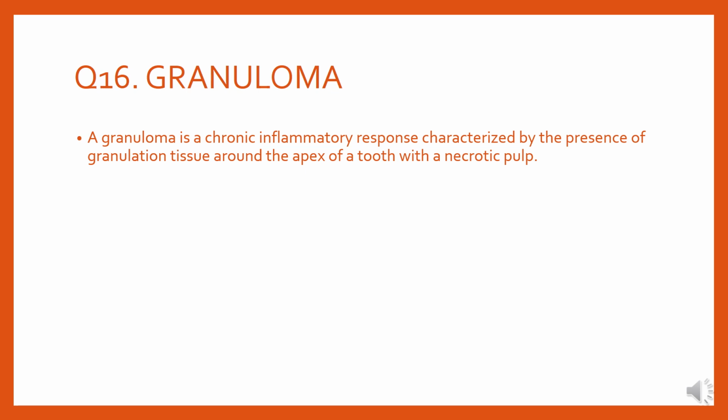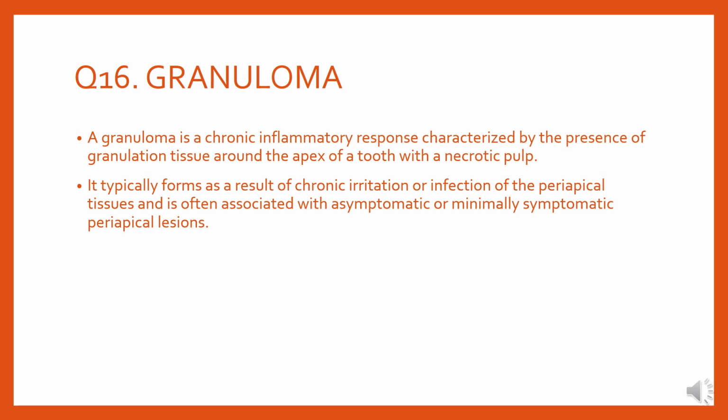16th question is granuloma. A granuloma is a chronic inflammatory response characterized by the presence of granulation tissue around the apex of a tooth with a necrotic pulp. It typically forms as a result of chronic irritation or infection of the periapical tissues and is often associated with asymptomatic or minimally symptomatic periapical lesions.